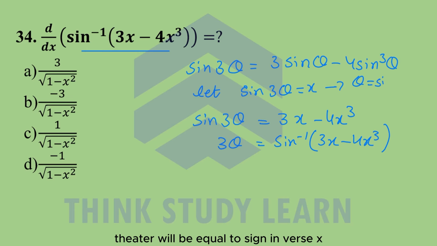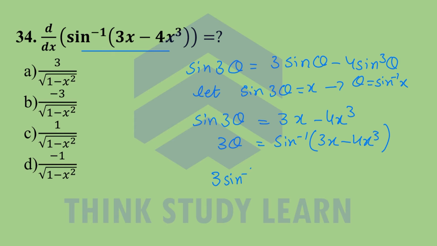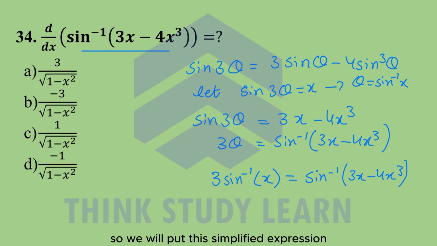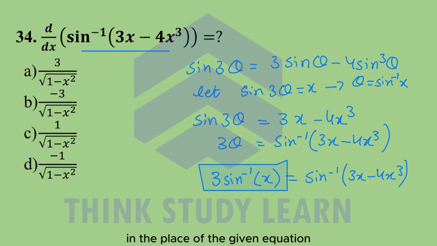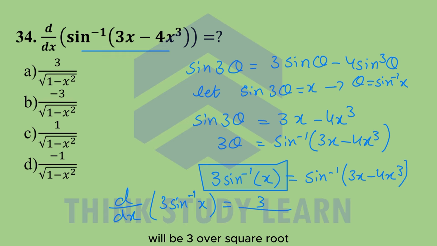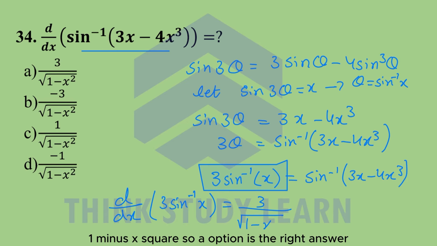theta will be equal to sine inverse x. So putting the value, 3 sine inverse x is equal to sine inverse of (3x minus 4x cube). So we will put this simplified expression in the place of the given equation and then find the derivative. So we know that the derivative of 3 sine inverse x will be 3 over square root of 1 minus x square. So A option is the right answer.